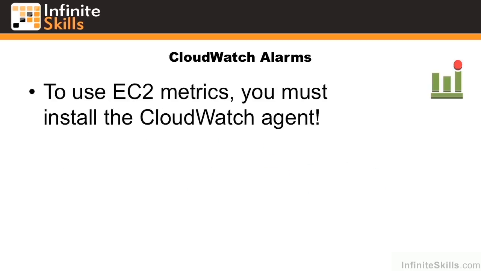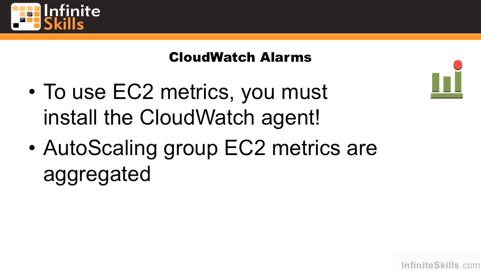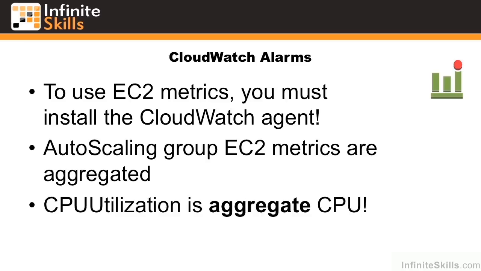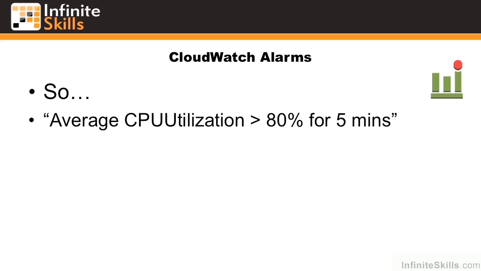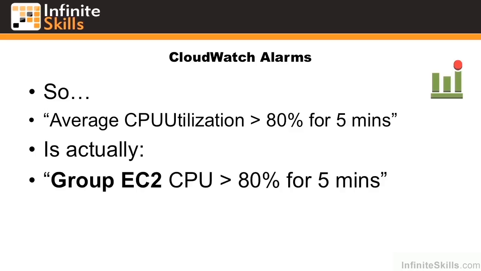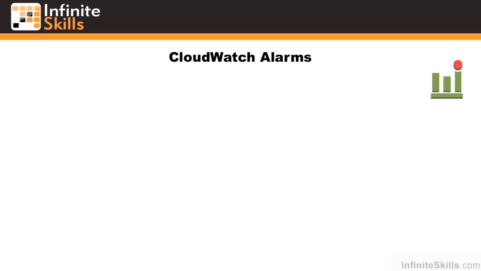To use EC2 metrics, you have to install the CloudWatch agent inside of EC2. You can do this easily with just a checkbox when you're launching an instance from the web GUI. AutoScaling group EC2 metrics are aggregated across all of the values for all of the instances in that group. For example, CPU utilization is the aggregate of all CPU utilization across all instances. So the average CPU utilization at over 80% for 5 minutes actually means the group CPU utilization at over 80% for 5 minutes, something that we can alarm on.